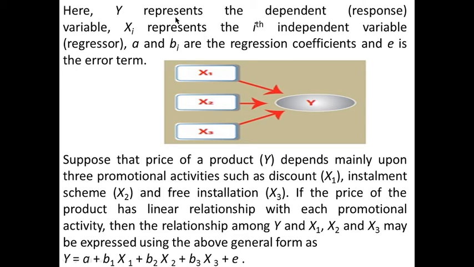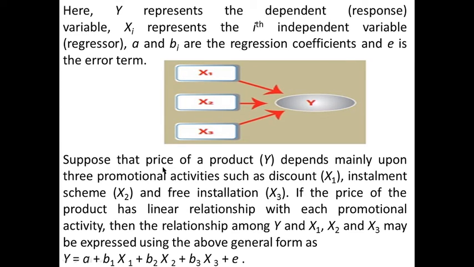Here y represents the dependent variable, x1 represents the first independent variable, a and b1 are the regression coefficients, and e is the error term. x1, x2, x3 are the independent variables and y is the dependent variable.